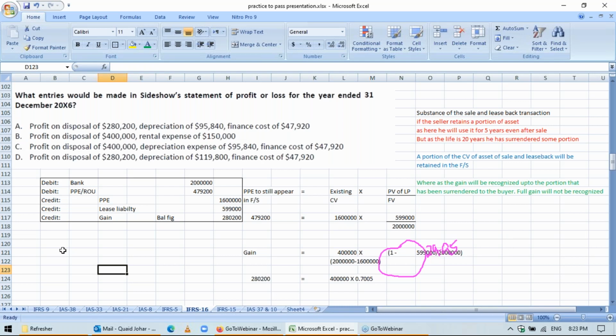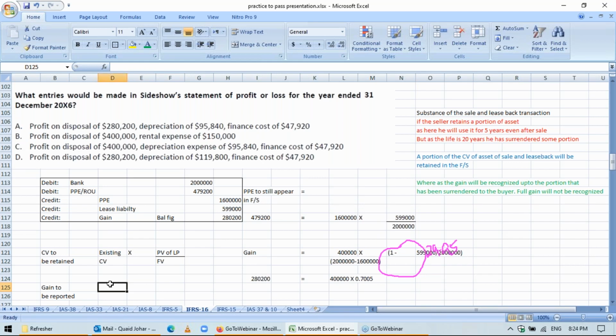So let me give the formula: the carrying value to be retained and the gain to be reported. You will take the existing carrying value. I've given you the formula for this carrying value to be retained: existing carrying value multiplied by present value of lease payments divided by fair value.